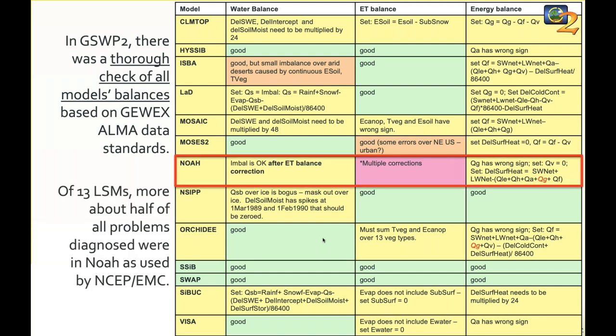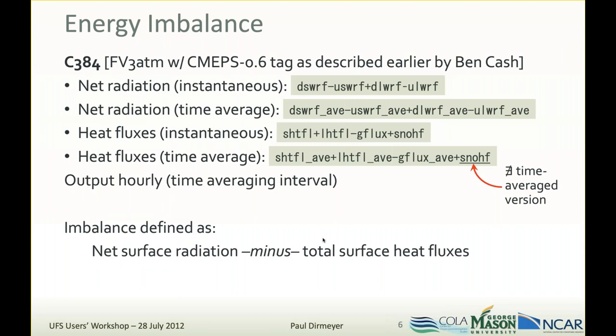A lot of them are simple problems of how a variable is defined or something. But in fact, what we found back then was that about half of all the problems that we were able to diagnose were things that had arisen in NOAH, the land surface scheme that was used at the time by NCEP-EMC. And pretty much that same model is what is the default even now in UFS.